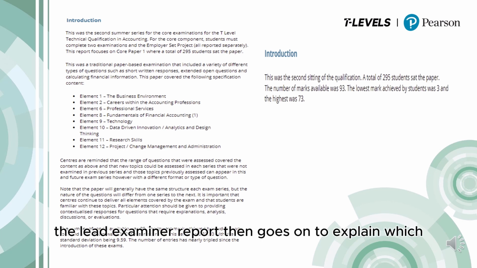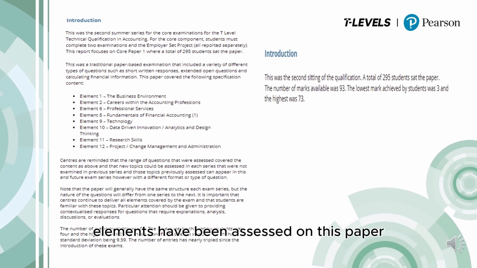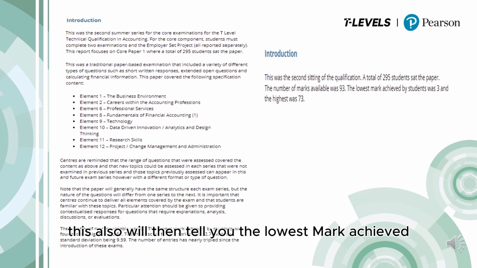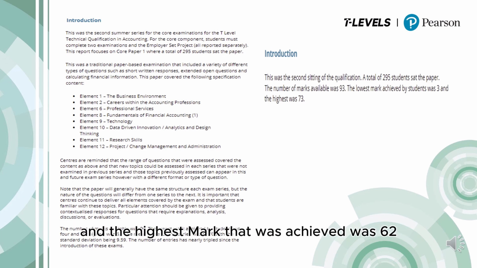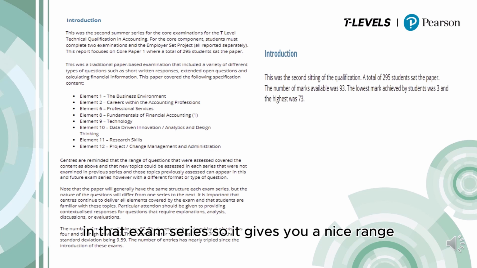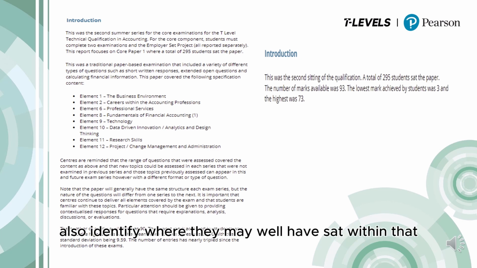The lead examiner report then goes on to explain which elements have been assessed on this paper. And then it talks about the structure of the paper, how many marks are available, which was 90. It also tells you the lowest mark achieved, which was 4, and the highest mark achieved was 62 in that exam series. So it gives you a nice range, so you can see where your students are sitting. Sometimes students like to see where they've sat within the cohort as a whole, so they can identify where they may well have sat within that range.